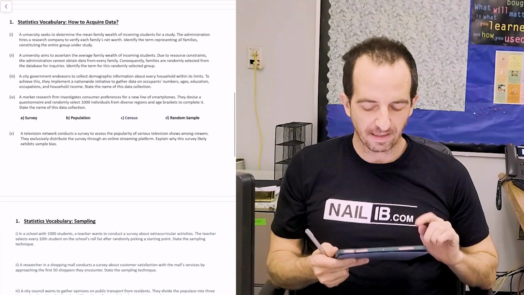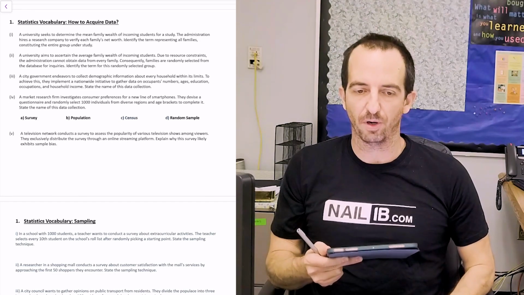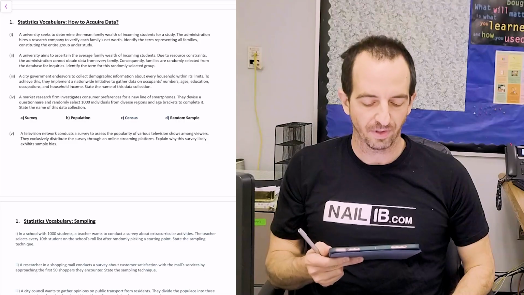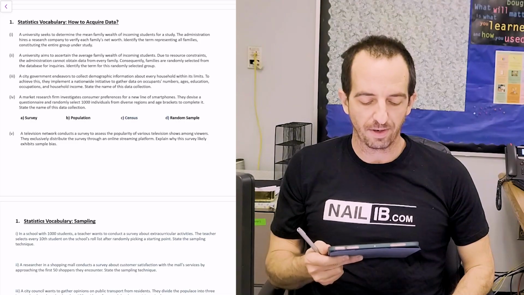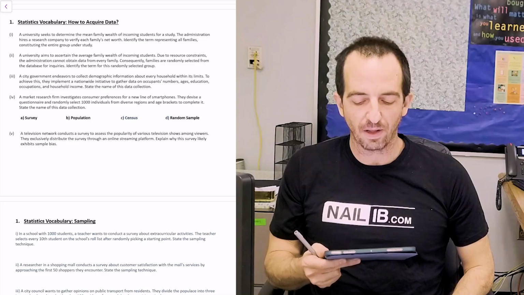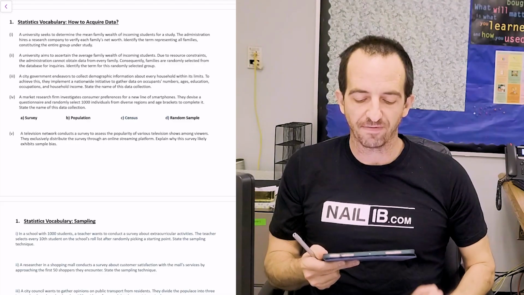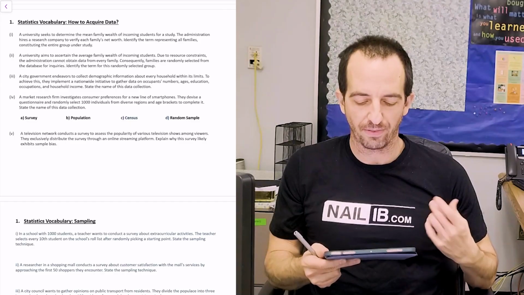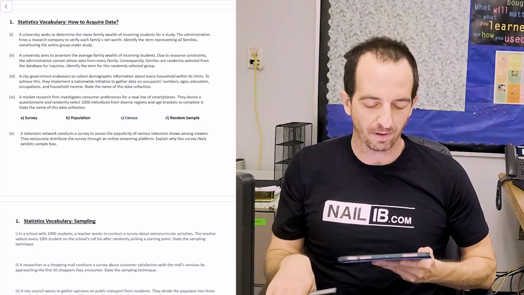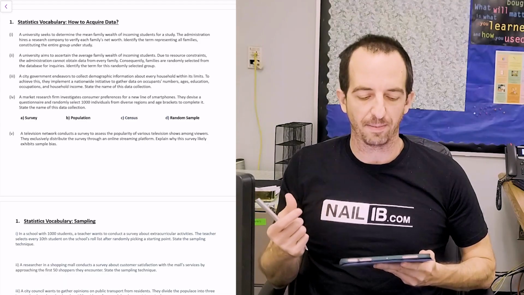Now we're going to look at some primary scenarios, more definitions for statistical studies. So, for example, in part one, they're telling us that a university is seeking to determine the mean wealth of its students. The administration hires a company to verify each family's net worth. And now they want us to know what is the definition of all of the families of interest.